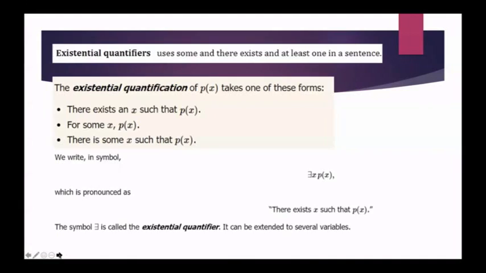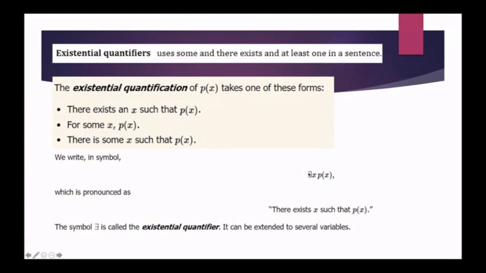Now, there's another kind of quantifier, which is called the existential quantifier. The other one is universal. So instead of for every, there exists. It uses some, there exists, and at least one in a sentence. So the existential quantification takes one of these forms. If the other one is for every, this one is there exists. There exists an x such that P of x. For some x, P of x. There's some x such that P of x.